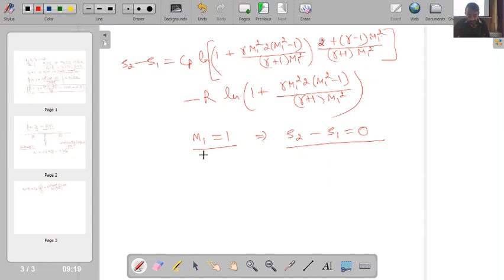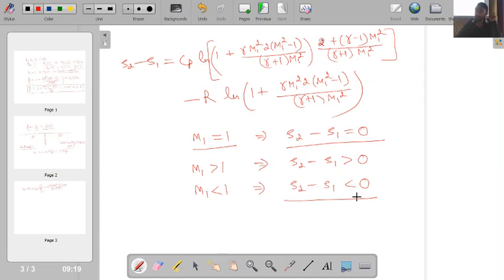is equal to 0. However, if my Mach number is greater than 1, then from here we will get S2 minus S1 greater than 0. And if your Mach number is less than 1, then S2 minus S1 over here will become less than 0. Is this point clear? So ultimately we have written our entropy change equation, the entropy change of the fluid flow, completely in the form of Mach number. So if I have Mach number equal to 1, entropy change becomes 0, which is the case of a Mach wave. When my Mach number is greater than 1, S2 minus S1 becomes greater than 0, and when Mach number is less than 1, S2 minus S1 becomes less than 0.